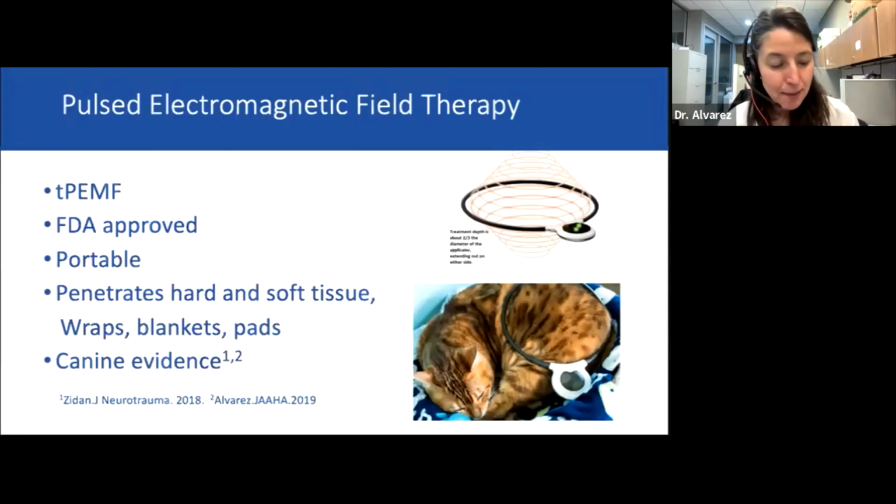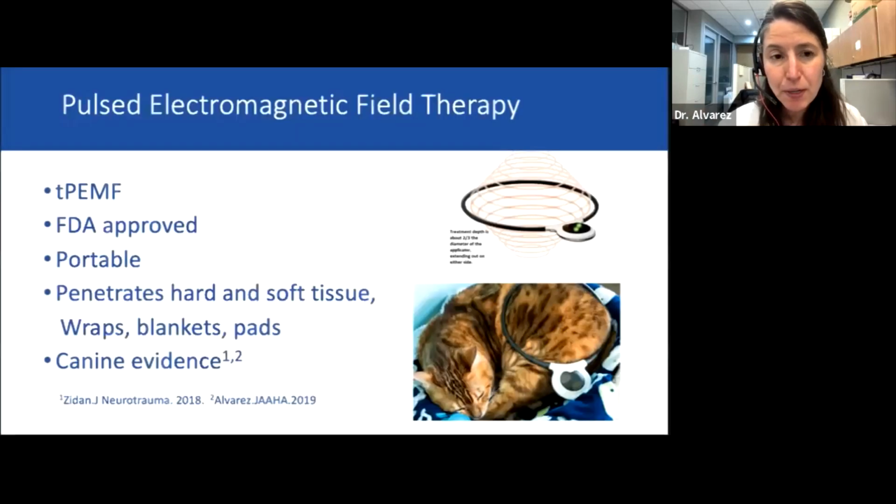So again, PMF can be really, really useful in the inflammatory phase, the reparative phase. I don't think of it quite as much in the remodeling, but for chronic conditions that you just need pain relief for, definitely PMF can be useful as well.